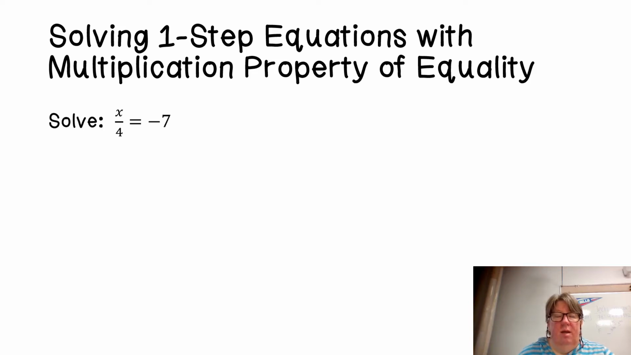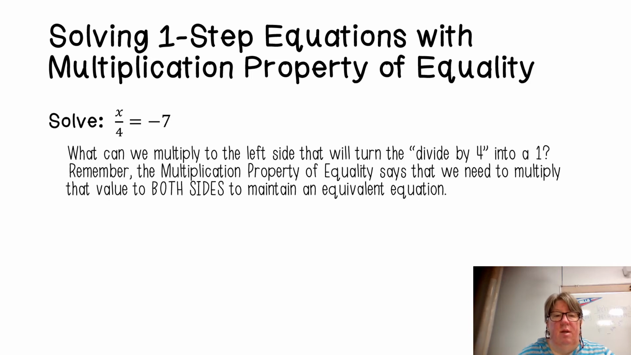This equation has division, so we're going to use its inverse, which is multiplication. Okay, so here is our equation: x divided by 4 is -7. What can we multiply the left side by that will turn the divide by 4 into a 1? Well, remember, the multiplication property of equality says we need to multiply that value to both sides to maintain an equivalent equation. So we're going to multiply both sides by 4.